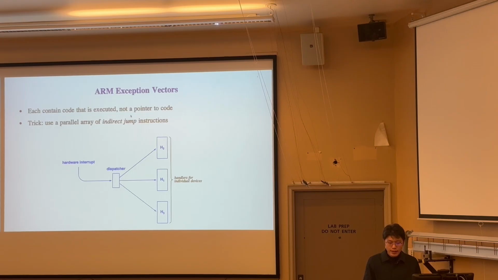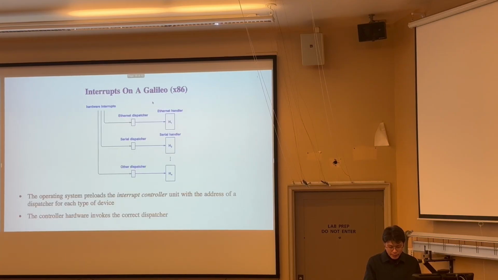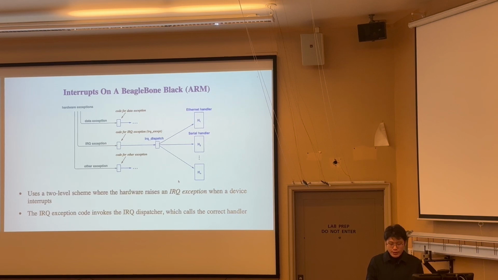Okay, so this is the ARM exception vectors. This is the example of interrupts on the x86 Galileo machine that you are using in the lab. So you have hardware interrupts, you have an Ethernet dispatcher, a serial dispatcher, and other dispatchers. So you have multiple dispatchers, and each of them has a handler. Okay. So this is a BeagleBone Black, another platform. The structure is slightly different, but the overall idea is still the same.